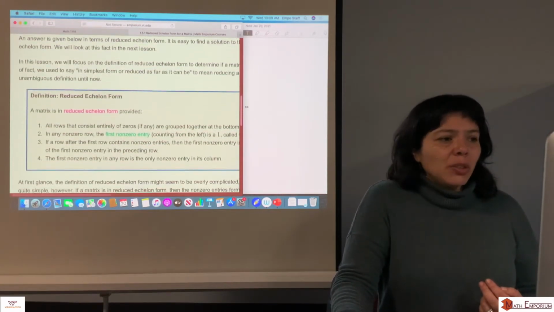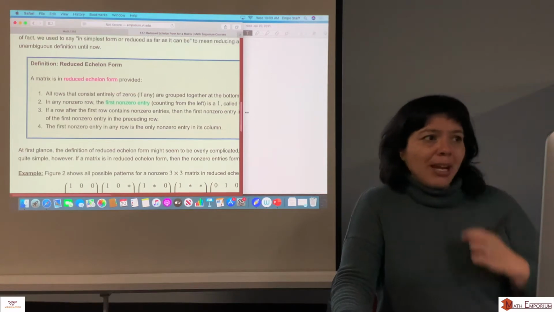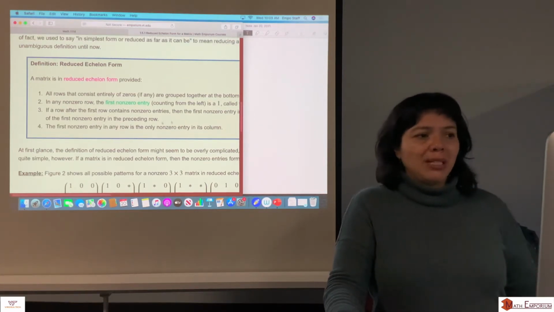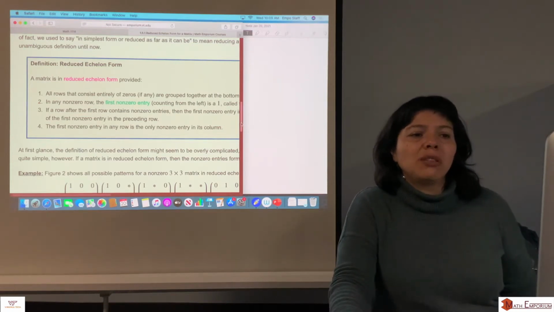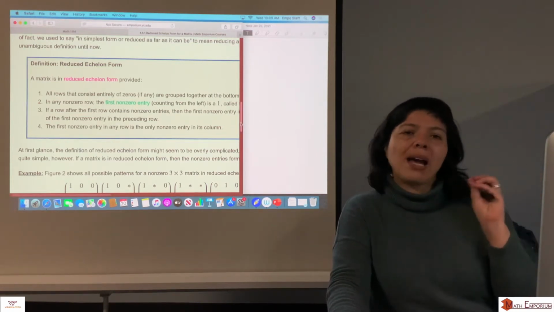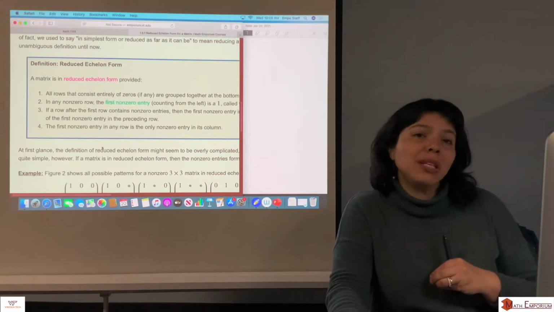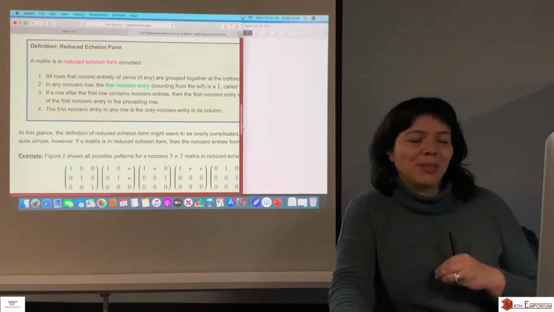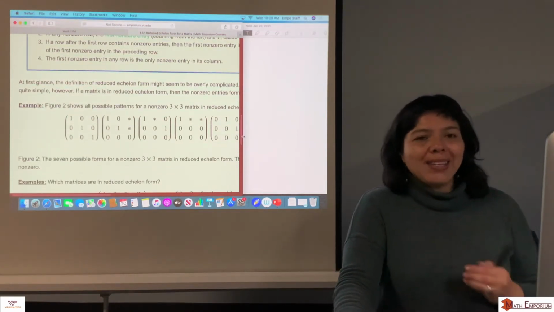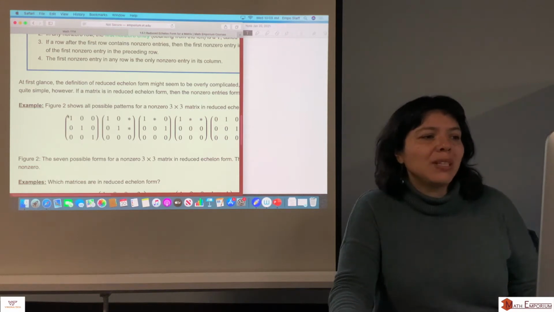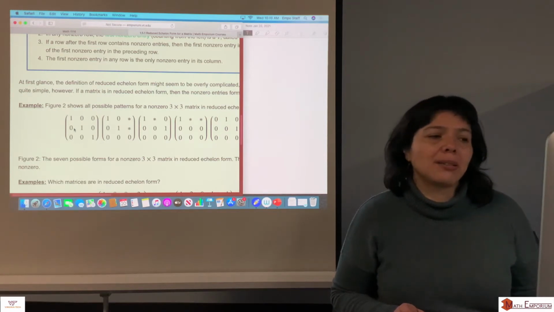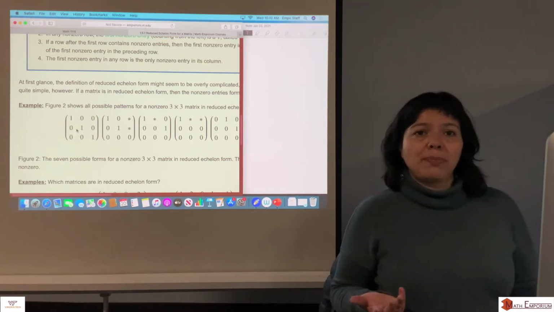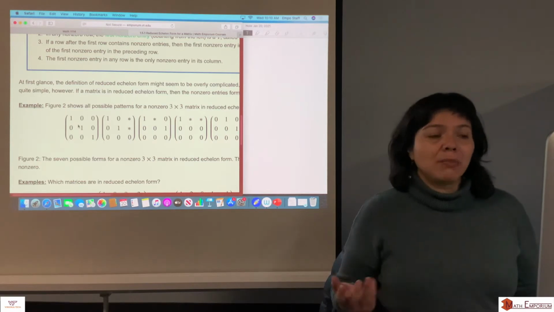You have here the definition formally, so please go ahead and read it on your own. I'm just going to give you a few ideas, so that when you read it, hopefully it will make more sense to you. Ideally, what we would like is a matrix that in the diagonal has just ones and zeros everywhere else. But that is not always possible, depending on the matrix that you have.